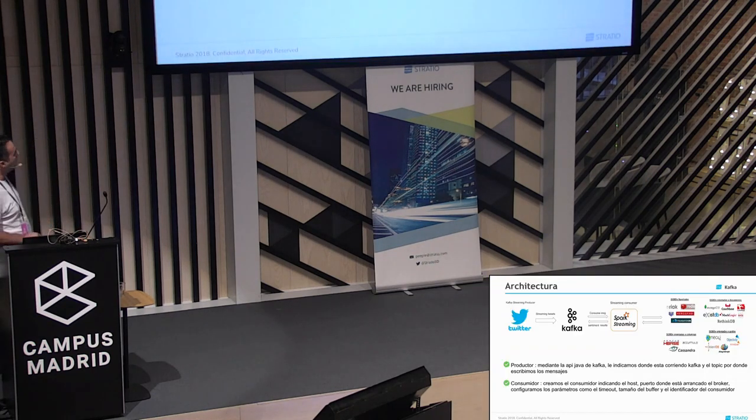Esta sería un poco la arquitectura de esta aplicación. Y básicamente en Kafka vamos a tener un productor al que mediante esta API le vamos a indicar dónde está corriendo el nodo y dónde vamos a escribir los mensajes. Y luego tendríamos el consumidor, indicando el host y el puerto donde está arrancado el broker. Configuramos los parámetros, como puede ser el timeout, el tamaño del buffer y luego el identificador del consumidor.